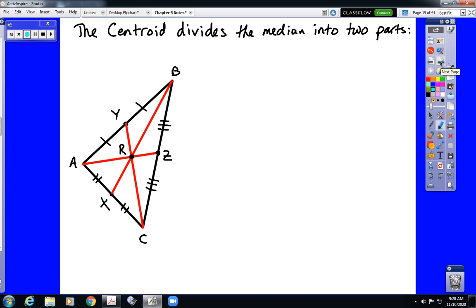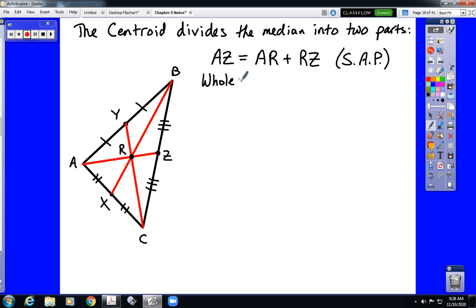The centroid is dividing the median into two parts. If we consider any of those medians, but let's continue to look at AZ, we have the entire length, AZ, is equal to the big piece plus the little piece. That's our segment addition postulate from chapter 2. The whole length is equal to the big piece plus the little piece. That is one equation that we could use.